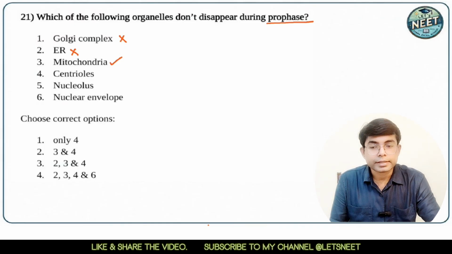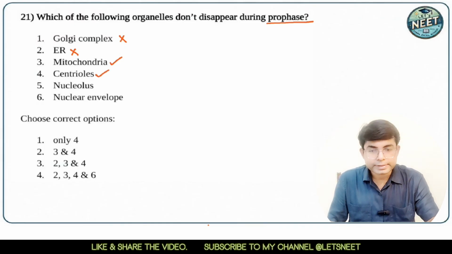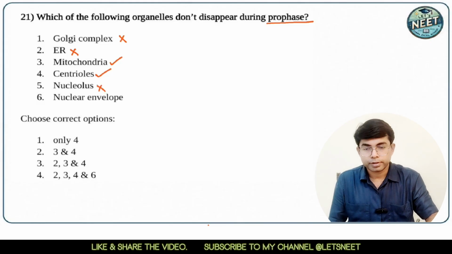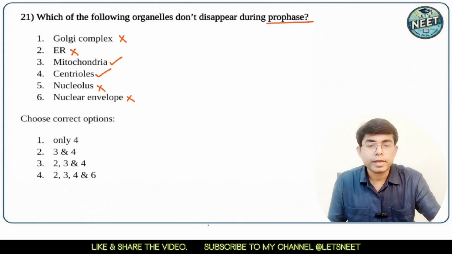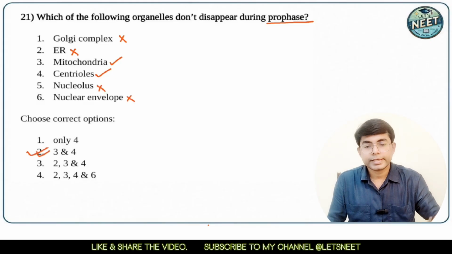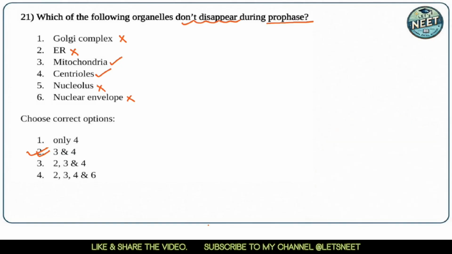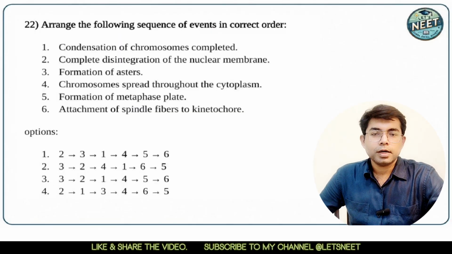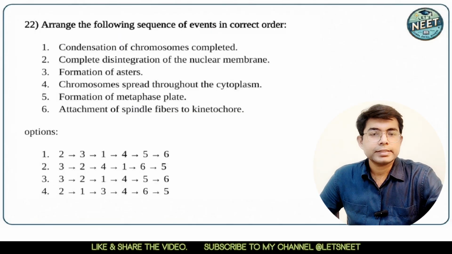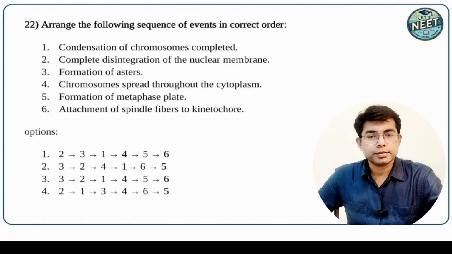Centriole doesn't disappear, it remains there. Nucleolus disappears, nuclear envelope disappears. So third and fourth will not disappear. So the correct answer is 3 and 4. Next one, in this question we have to arrange the events in the correct sequence. So this is related to mitosis.